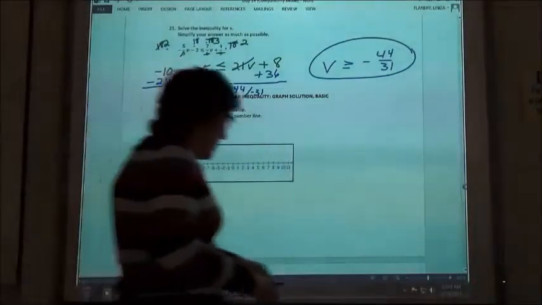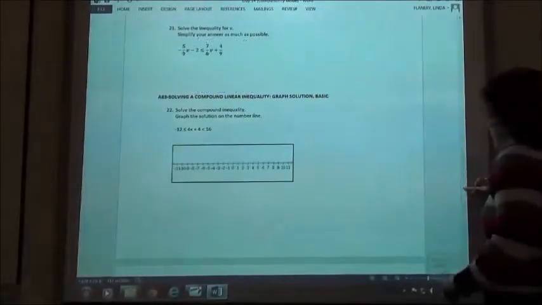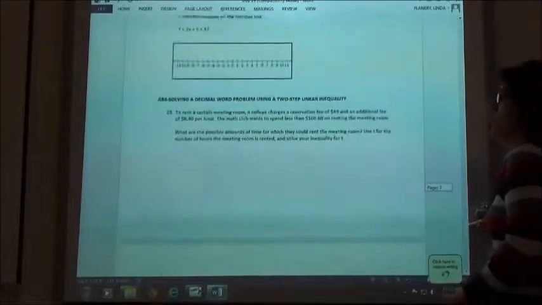I think these are the last three on this page. Last three are working with what they call, oh, they're not the last three. Holy cow, we got 6 more to do.